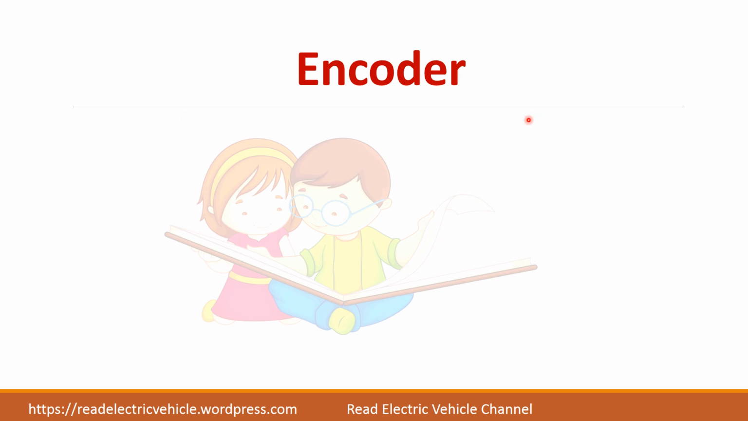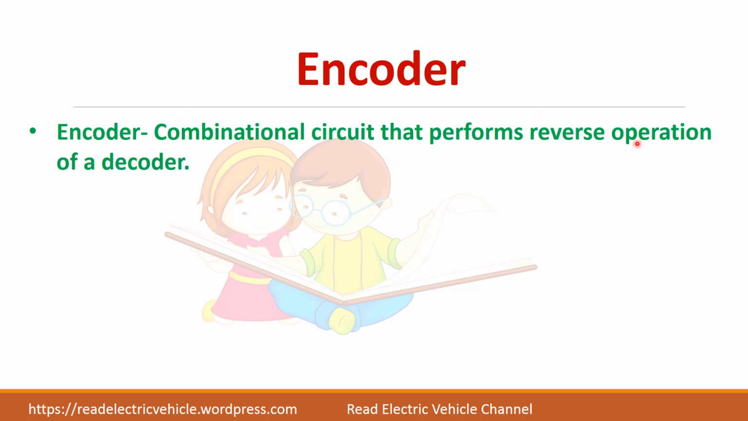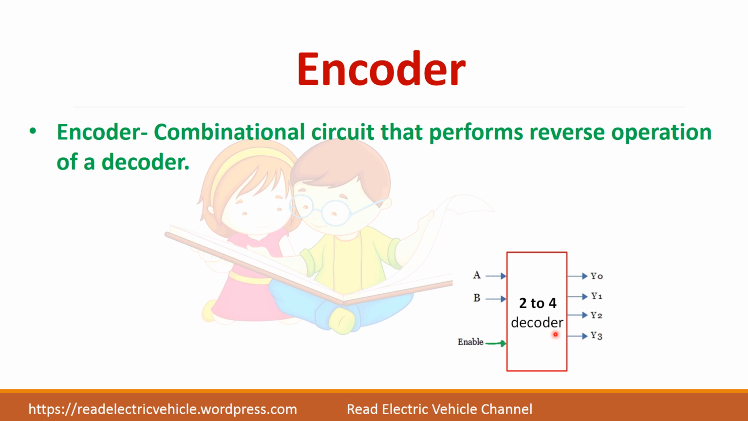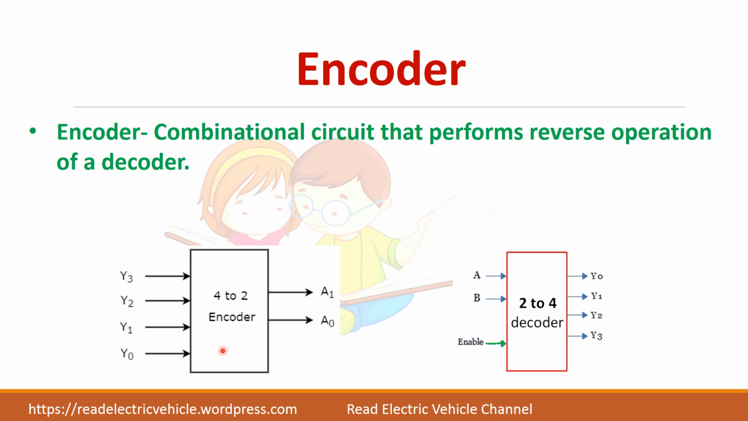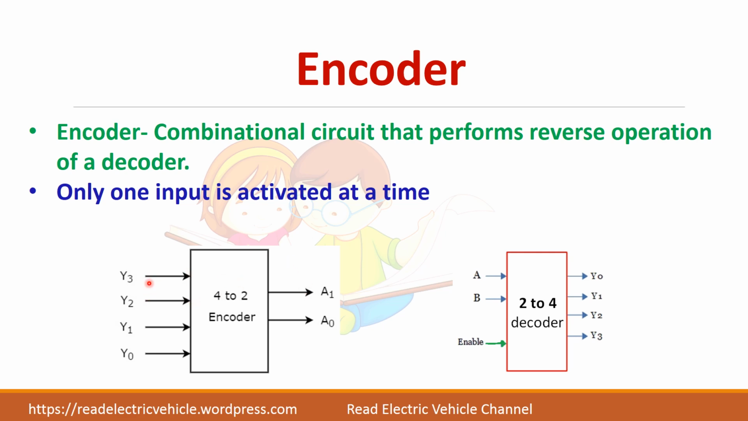Next we will see about the encoder. So an encoder is also a combinational circuit that will perform just the opposite of a decoder. In the decoder we saw 2 inputs and 4 outputs, and only one output will be active at any time. In an encoder, here 4 inputs are there and 2 outputs are there. But only one input will be active at any time.